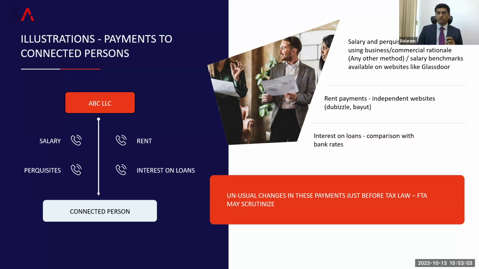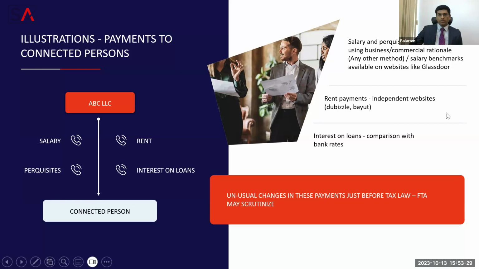Or he may also give loans to the company and then charge interest on those loans. So you, as an owner of the company, are considered a connected person to the company. Whatever payments the company is making to you in terms of salary, perquisite, rent, or interest, all those payments should be looked at and made sure that they are at arm's length or at market rate.